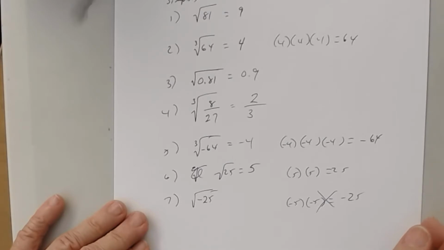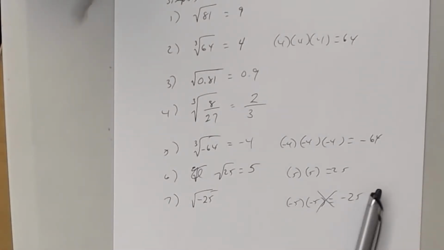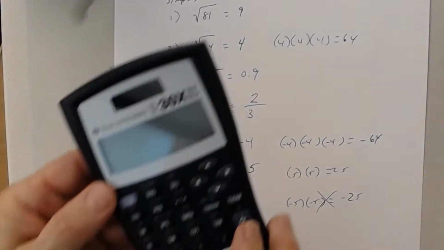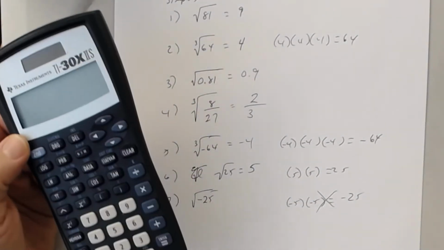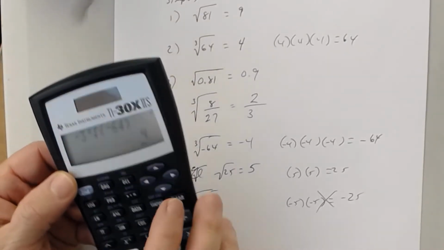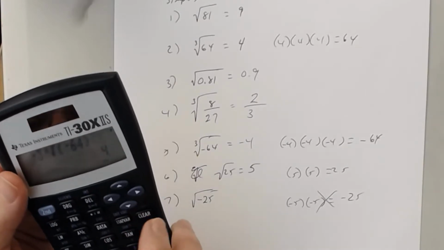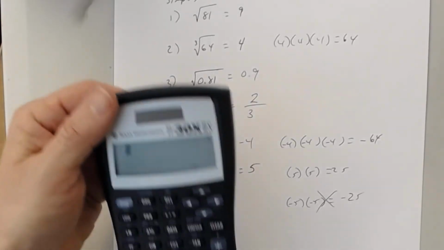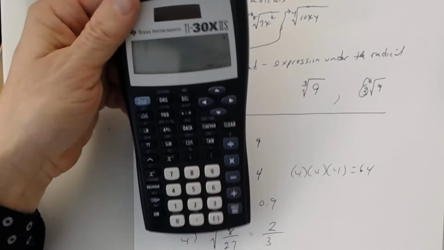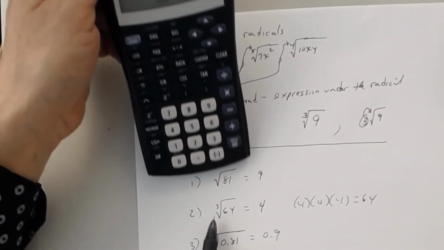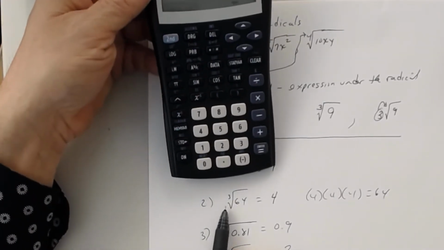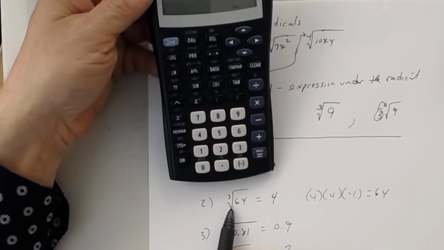Okay? Take your calculator out real quick. Before we do number 7, real quick, I just want to remind you where your cube root, fourth root, fifth root buttons are. So let's go to number 2. See the cube root of that? Cube root of 64. All right.